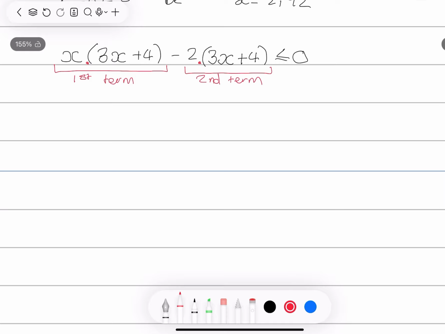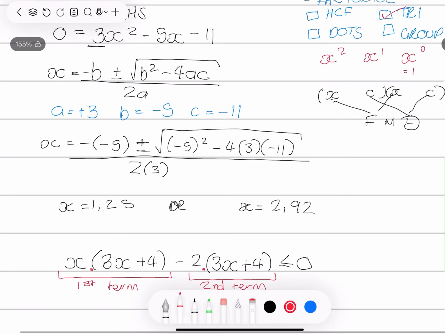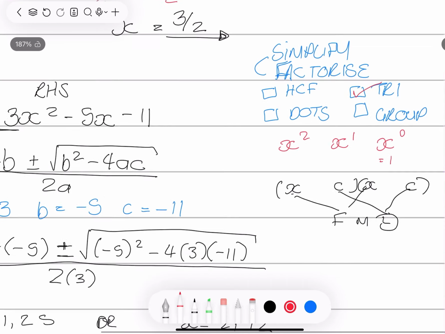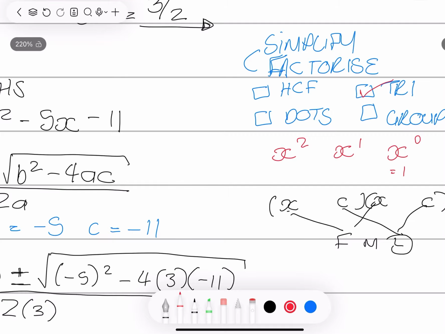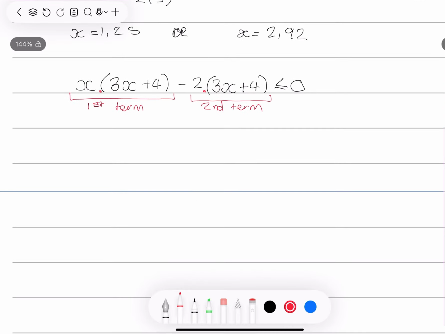When we look at these two terms, can we simplify? So can we take out a highest common factor, do trinomials, dots, or grouping? So if we go back to it, there's our highest common factor. So we have bracket 3x plus 4, and what we're left with is x minus 2. Okay, hope you're still with me.